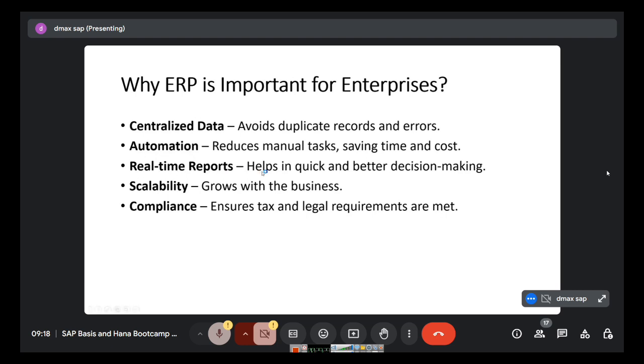So they will get real time reports. Scalability: suppose the business is growing, that particular ERP won't be sufficient. They have to go for a bigger one. So immediately the same ERP we can scale up.